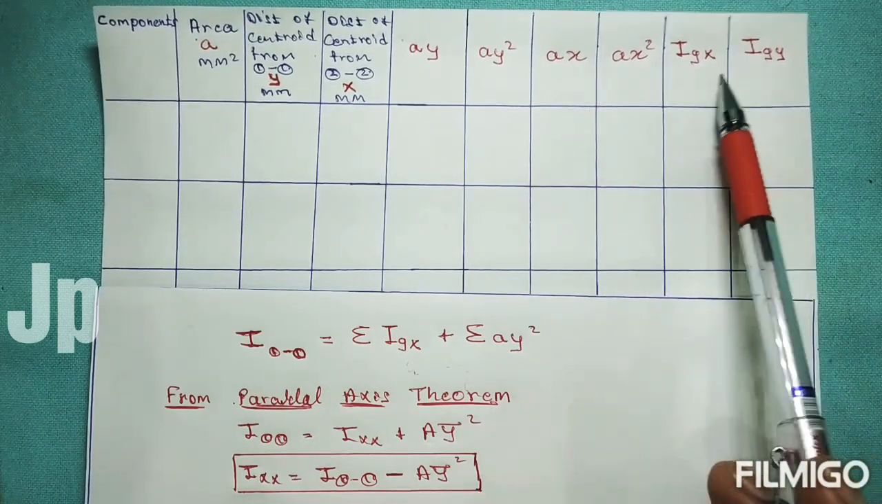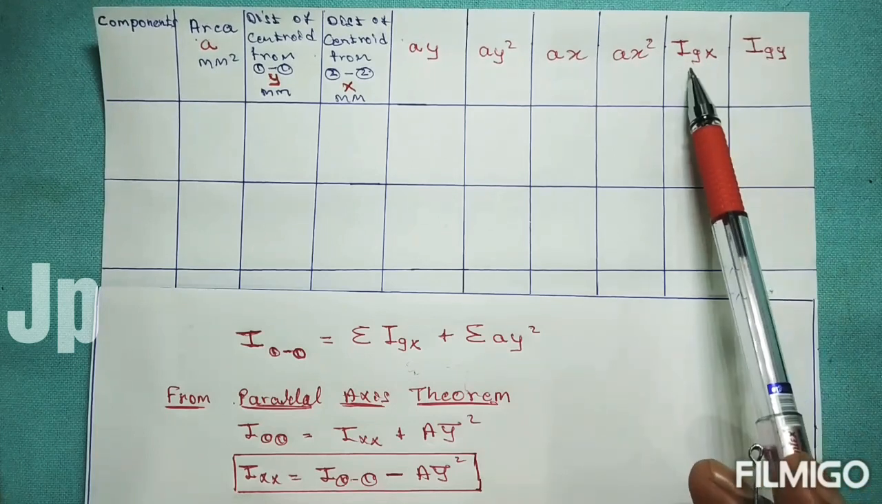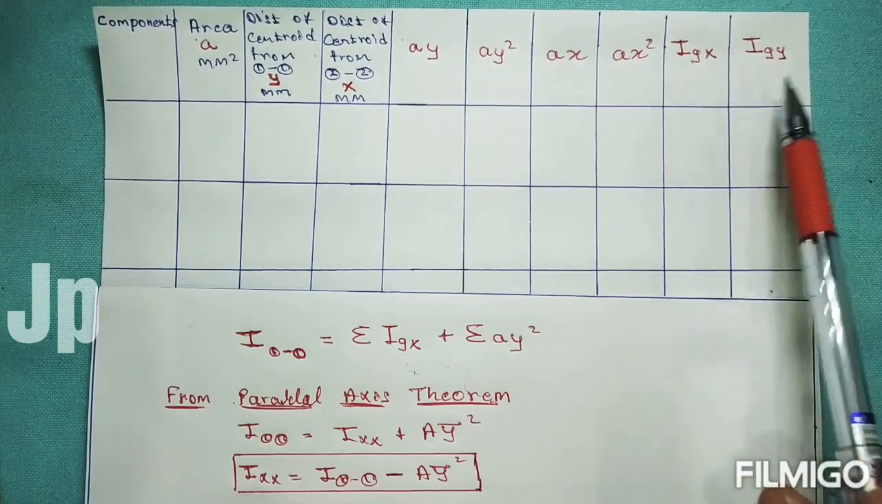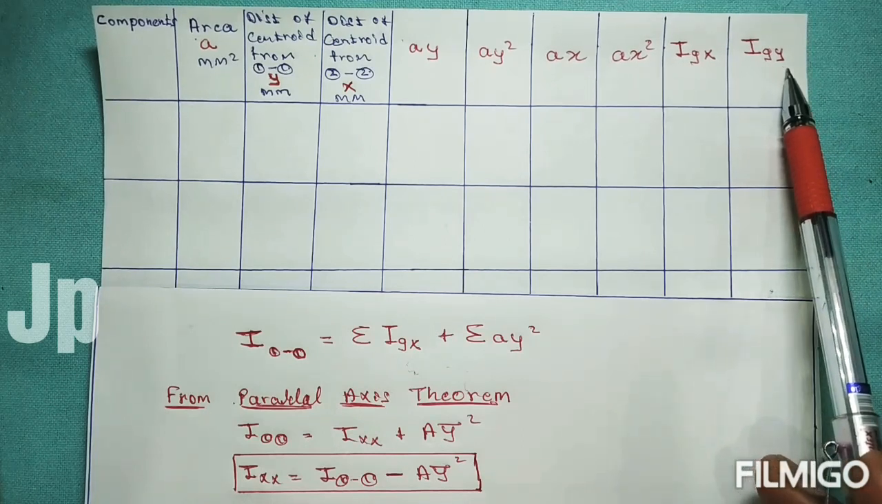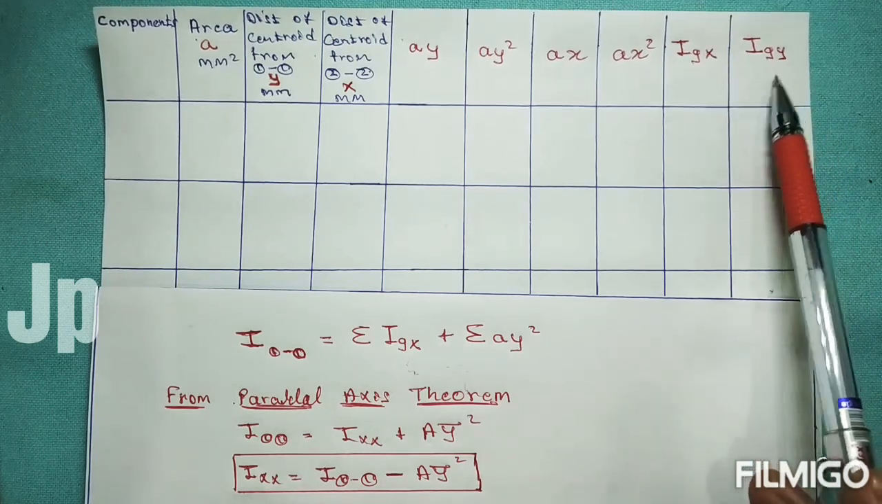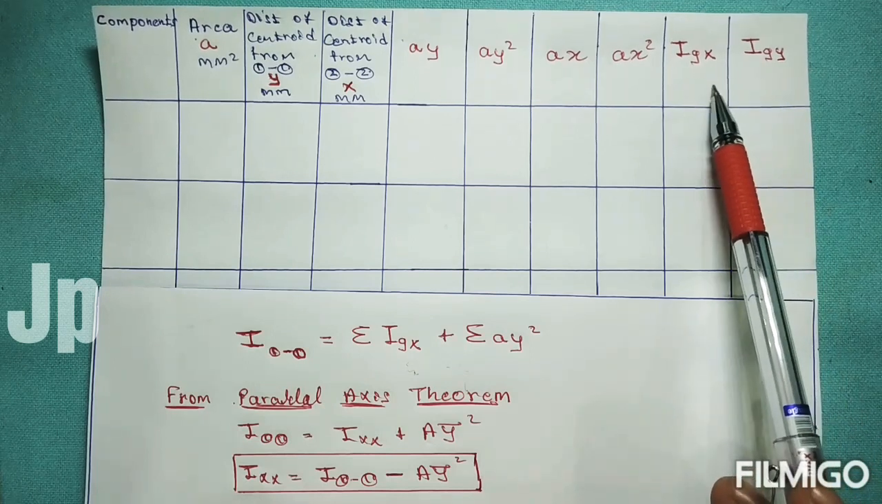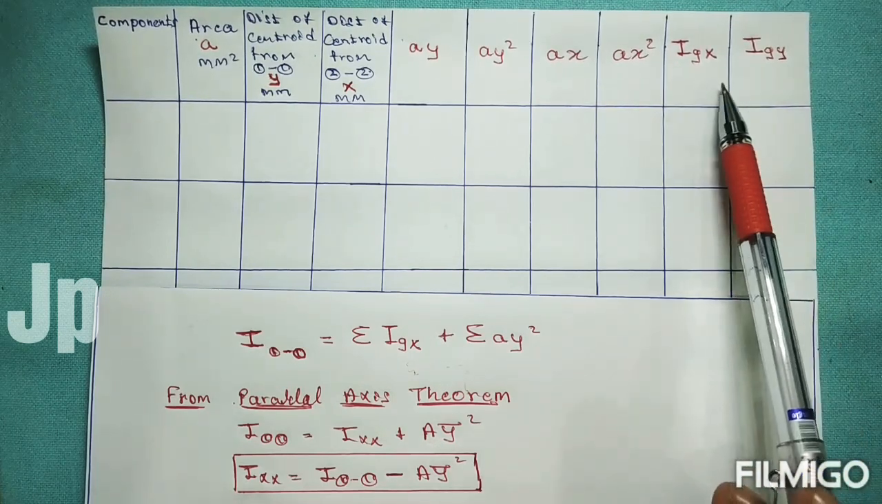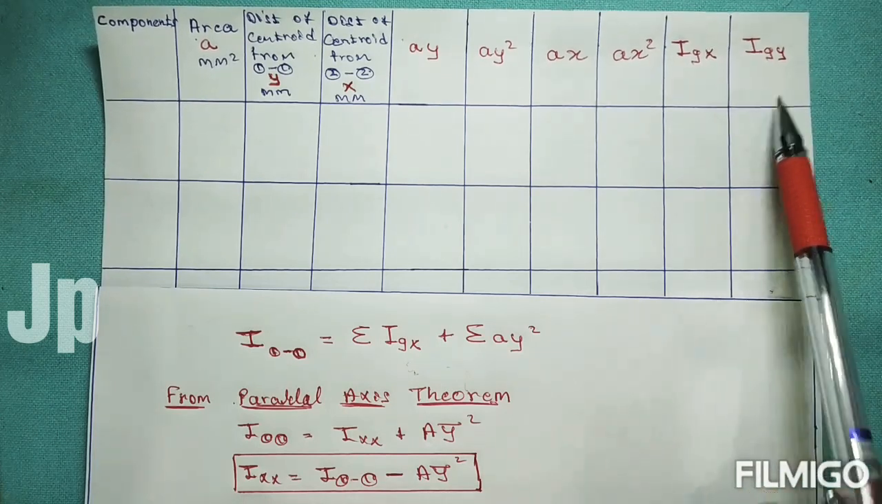So here is the important one. This will be the moment of inertia of the individual component along the x axis as well as the moment of inertia of the individual component along the y axis. That I will show just before. So here we need the moment of inertia of the individual component along the x axis as well as the y axis.